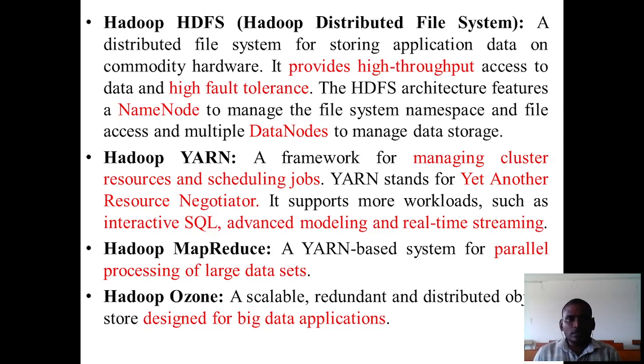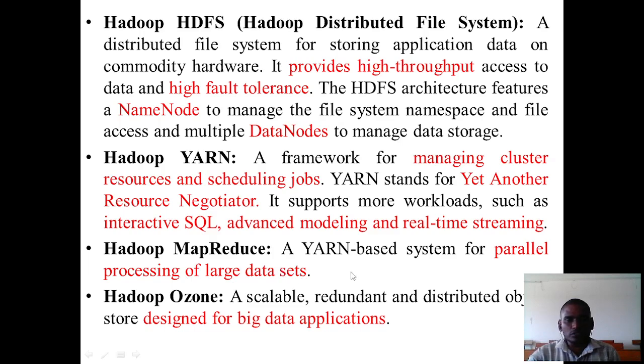So that is the Hadoop Distributed File System, and then Hadoop YARN. Hadoop YARN is a framework for managing cluster resources and scheduling jobs. It manages the cluster resources and also performs the scheduling operations. YARN stands for Yet Another Resource Negotiator. It supports more workloads such as interactive SQL, advanced modeling, and real-time streaming. Another thing, Hadoop MapReduce, a YARN-based system for parallel processing of large data sets.